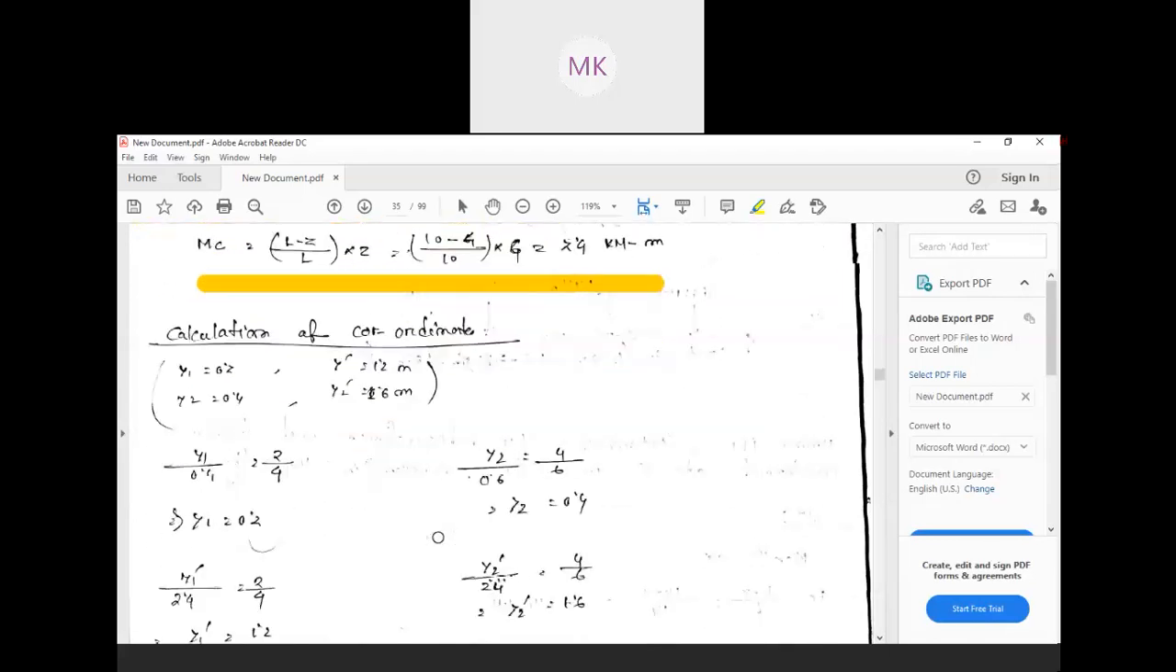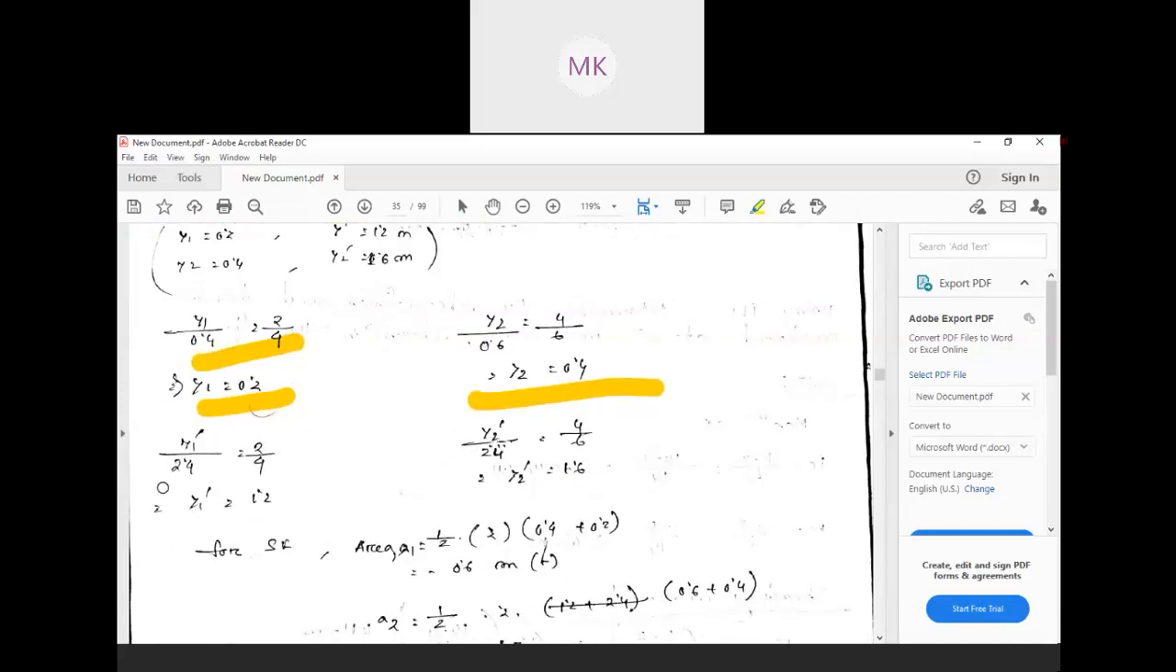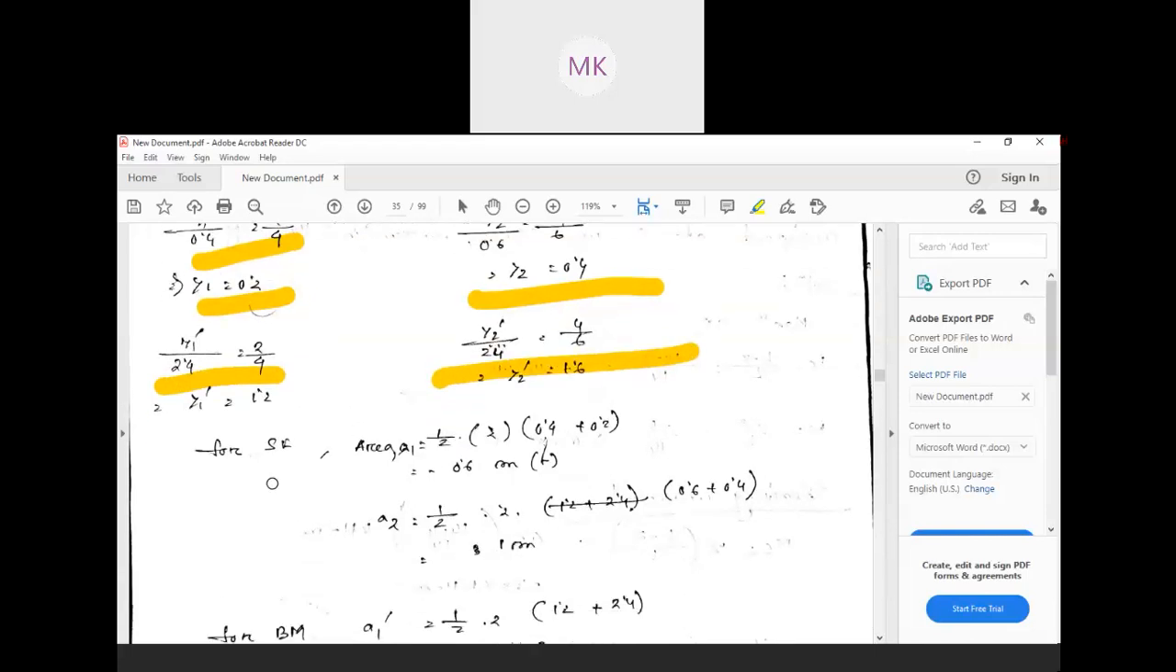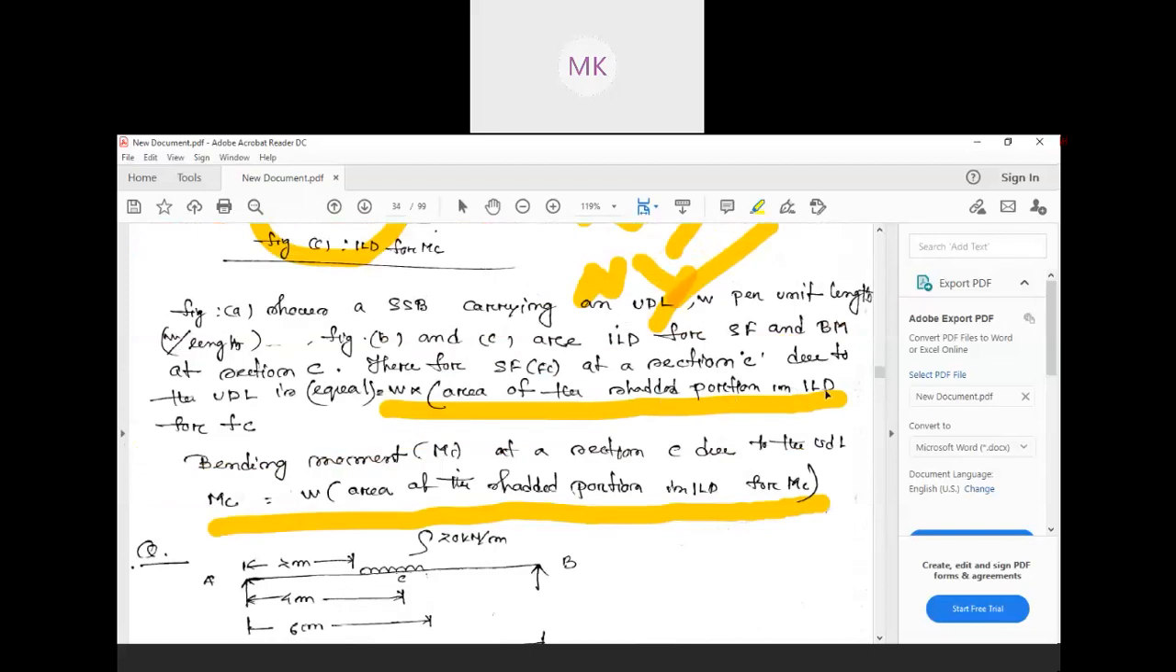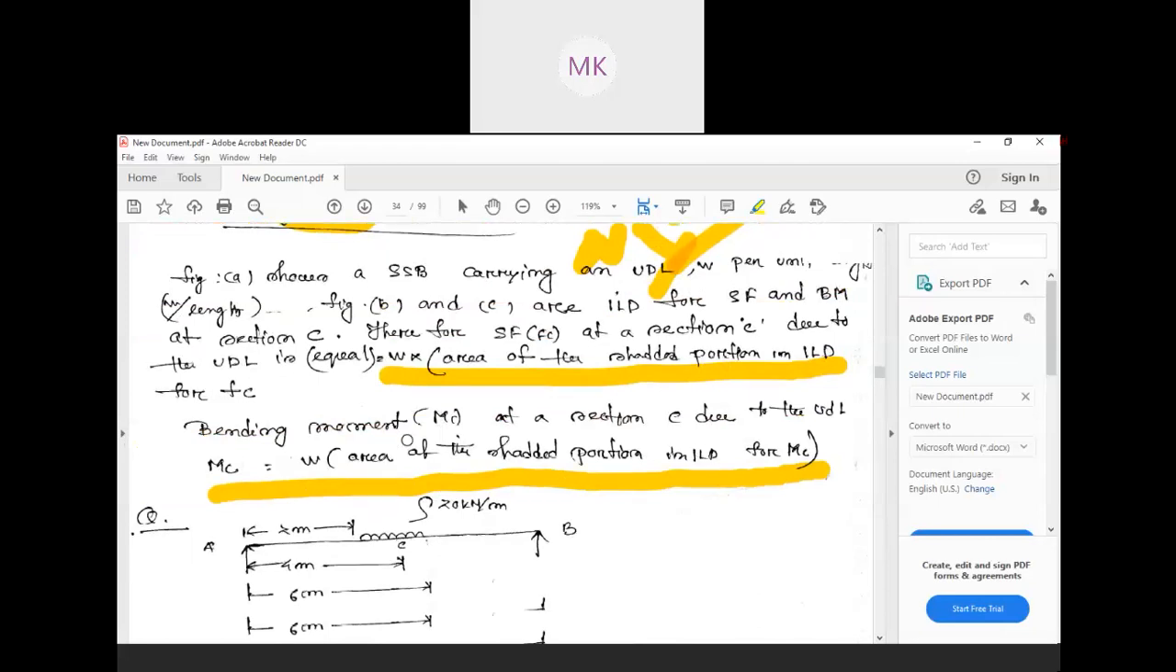Now, again, we need to find out the coordinates. These coordinates you need to find out by using the similar equal triangle condition. By simply this way, you can easily find out y2, y1 dash, y2 dash. Now, see, the basic difference is here. For SF, what we need to do? We need to consider this as the shaded portion area, as it is said here, area of the shaded portion. For finding out the SF and for finding out the moment also, area of the shaded portion we need to consider.